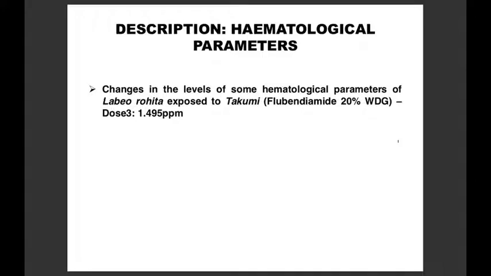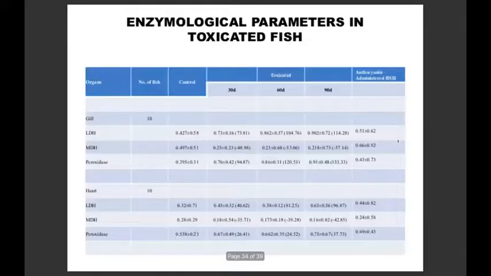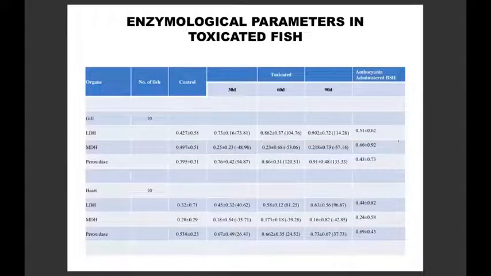Next, the enzymological parameters in intoxicated fish. When we compared the enzymological parameters, that is lactate dehydrogenase, malate dehydrogenase, and peroxidase in different soft tissues, that is the gill, heart, liver, kidney, and muscle, after administration of anthocyanin the data was very similar to the control.